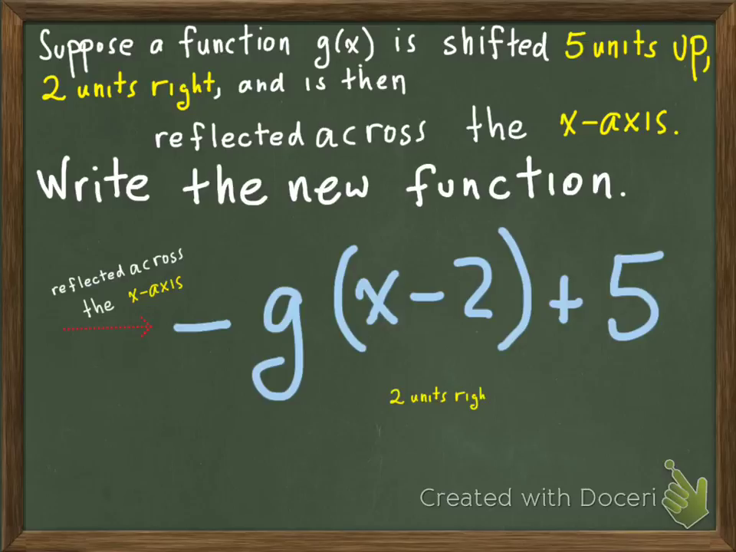and shifting it 2 units to the right, that's where we see x minus 2. So there's our horizontal shift. And then finally the vertical shift, shifting 5 units up there with the plus 5. Okay, well, let's keep on moving here.